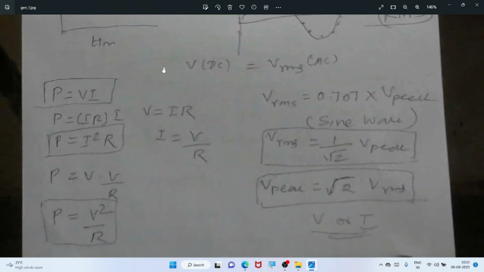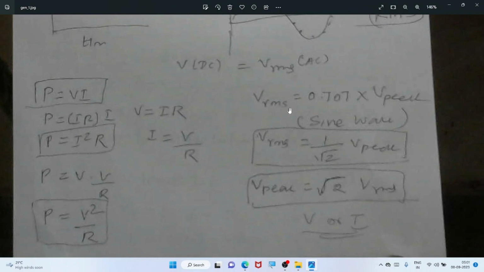So here are various power formulas. Power equals voltage into current. If you substitute for voltage V equals IR as per Ohm's law, then power will become I square R. So power equals VI, the same thing can be expressed as power equals I square R. If you substitute I equals V by R in this, then you get V square by R. This is also a power formula. So depending on what is given, we can use different formulas: V square by R, I square R, VI.